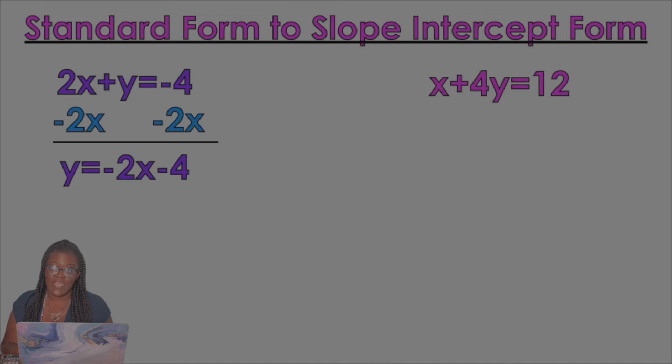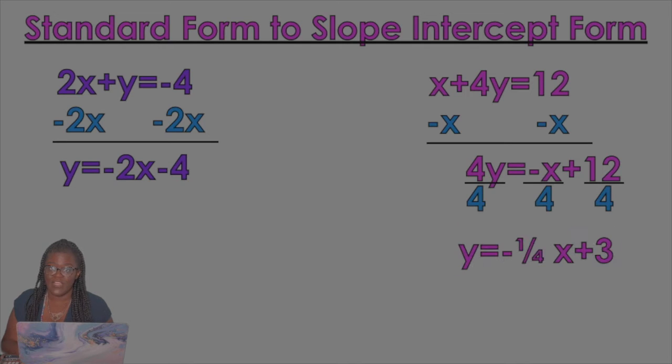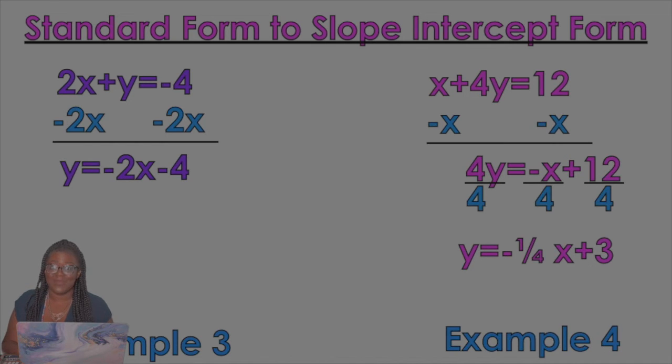And then we're going to do x plus 4y equals 12. Again, you want to get y by itself. So we're going to subtract x from both sides. We're going to get 4y equals negative x plus 12. But then to get y by itself completely, you want to make sure that you divide by 4. Divide by 4, divide by 4. So that's going to give you y equals negative 1/4 x plus 3. That's example 3 and example 4.